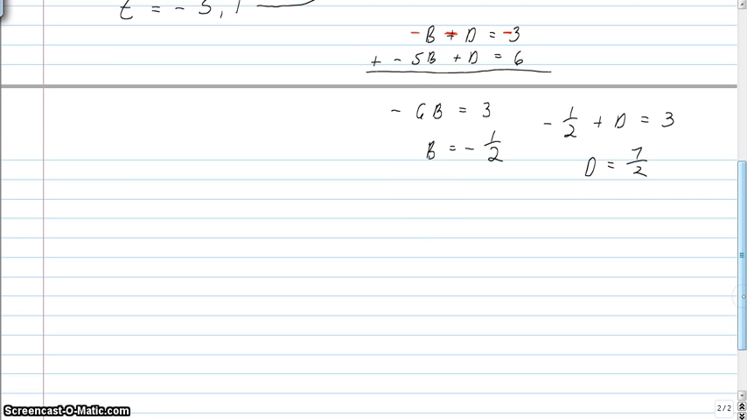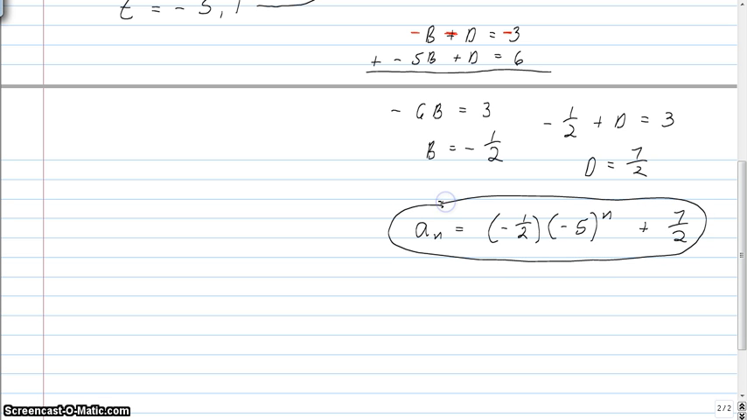So finally, if I know b and d, I can write that my general solution is b times minus 5 to the n, minus 5 all to the n, plus d, which is 7/2. And that gives us the specific solution to that recurrence relation with initial conditions.